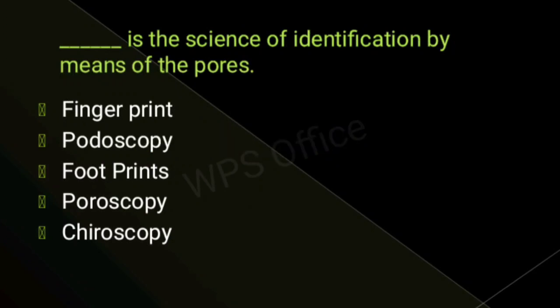Blank is the science of identification by means of the pores. Letter A, fingerprint. Letter B, podoscopy. Letter C, footprints. Letter D, poroscopy. And E, chiroscopy. The answer is letter D, poroscopy.